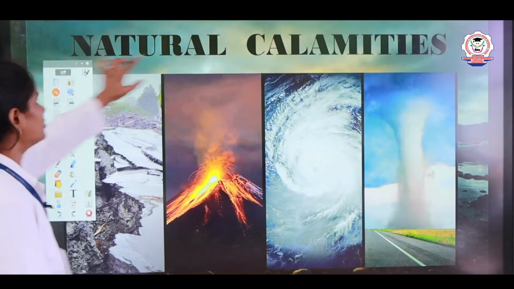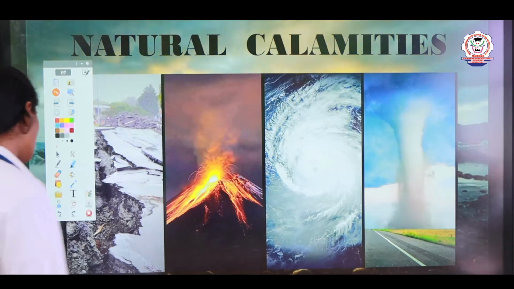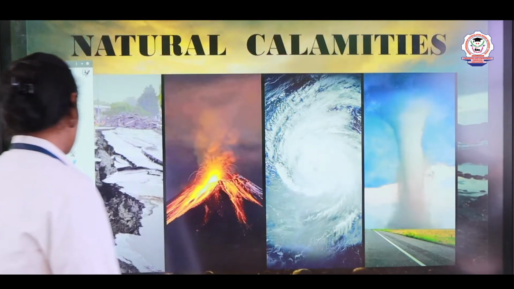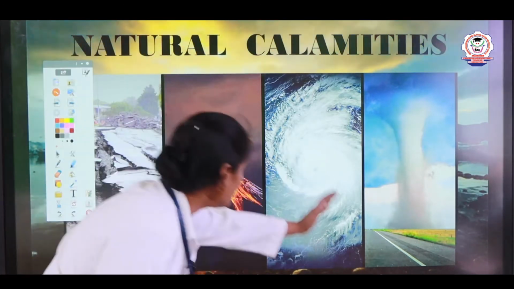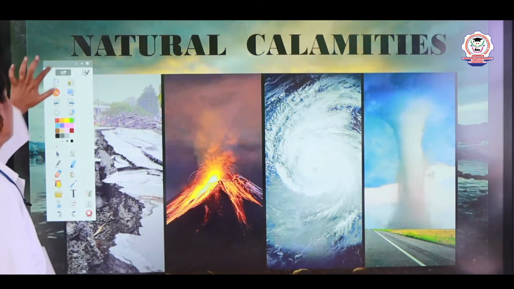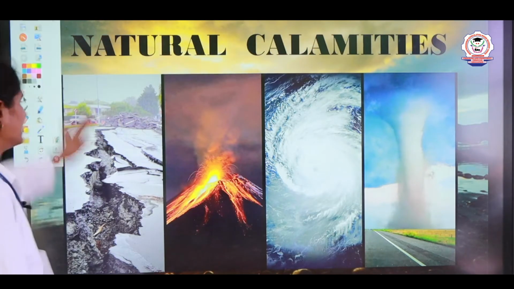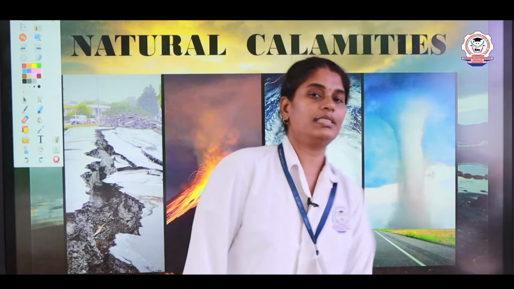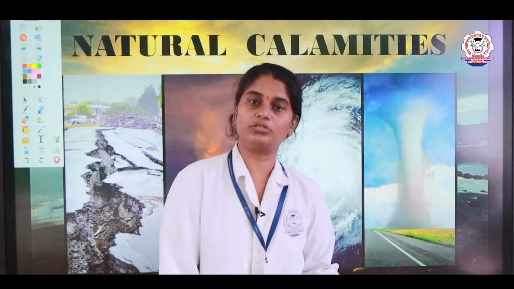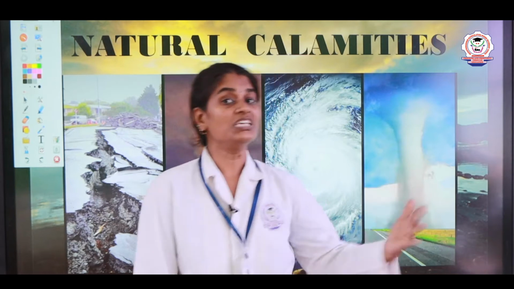Now, what is natural calamities? So, natural calamities means the events that occur that can cause damage to life and property. For example, here you can see the natural events that occur on the earth that cause damage to life or to the properties of people, right? So, these are called as natural calamities.